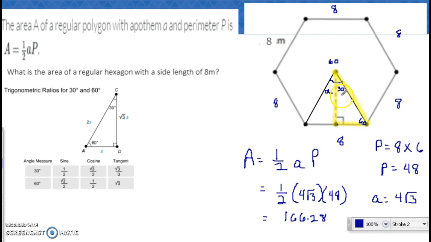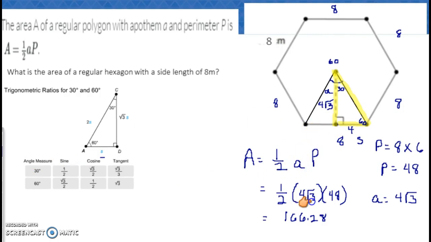Remember, opposite our 30 degree angle is S. Well, we can find S, right? We know this whole side is 8. This is a perpendicular bisector, and so this has to be 4. So 4 is equal to our S value. Now we need our other leg. The side opposite the 60 degree angle is going to be the square root of 3 times S. So if we know S is 4, then this is going to be 4 times the square root of 3. And that becomes our apothem.